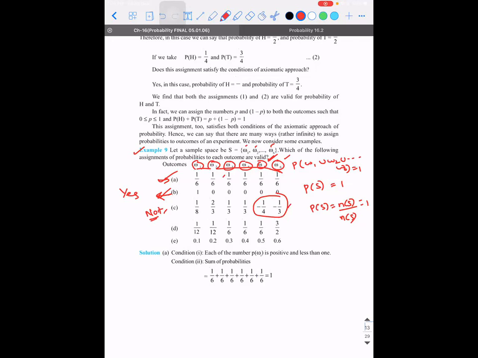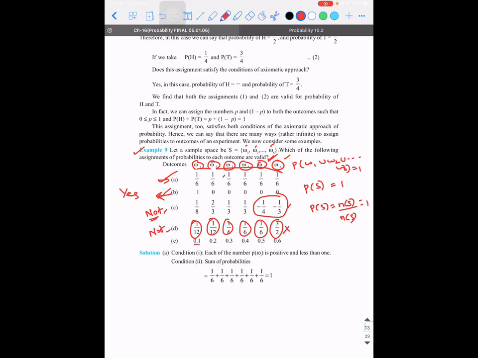Obviously not, because probability cannot be negative. What about D? 1 by 12, 1 by 12, 1 by 6, 1 by 6, 1 by 6. But here you have 3 by 2. So why is 3 by 2 not possible? It is greater than 1, sir. It is 1.5. It is also not a valid scenario.